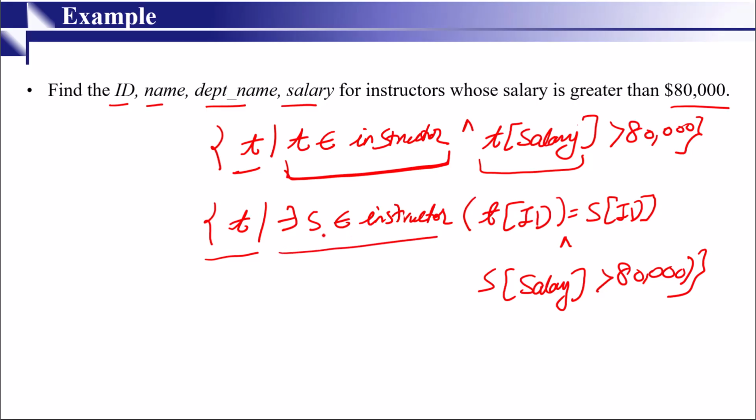Then we write there exists S in instructor. There exists a tuple S in the instructor table. The query searches for at least one instructor S who meets these criteria. Then we say T.ID is equal to S.ID. This ensures that the output tuple T refers to the same instructor as S by checking the same ID. Then we say salary greater than 80,000. This is the condition that the instructor's salary must be greater than $80,000.